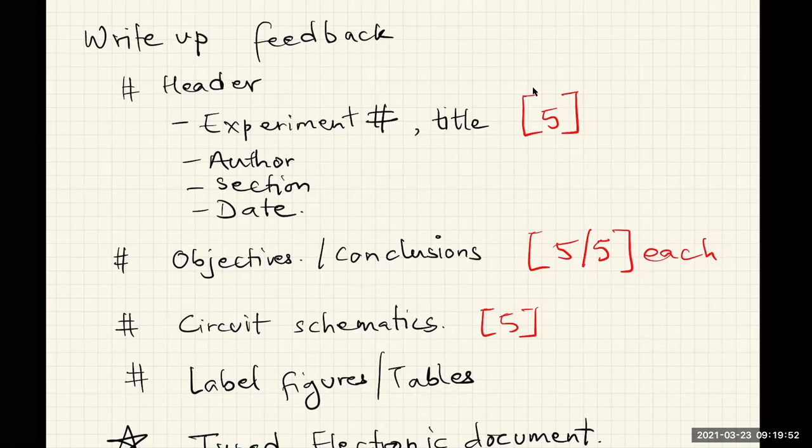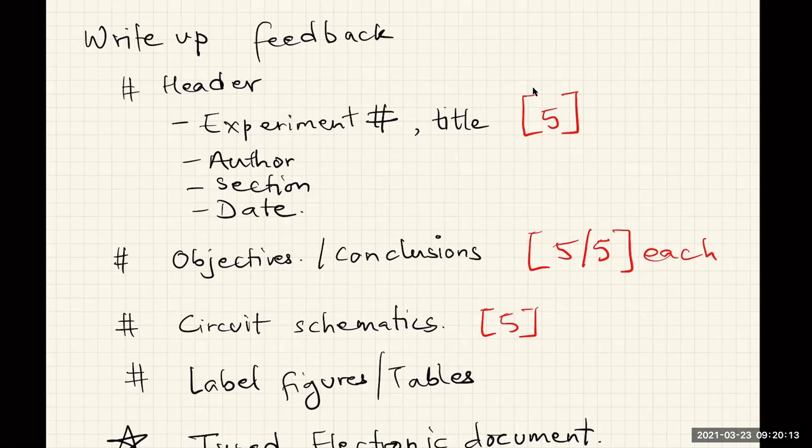Second thing is objectives and conclusions. All tasks within a write-up must be framed within their own objective and conclusion. So each task must have one objective and one conclusion, and they're worth 5 points each for each task. So that's a lot of points.